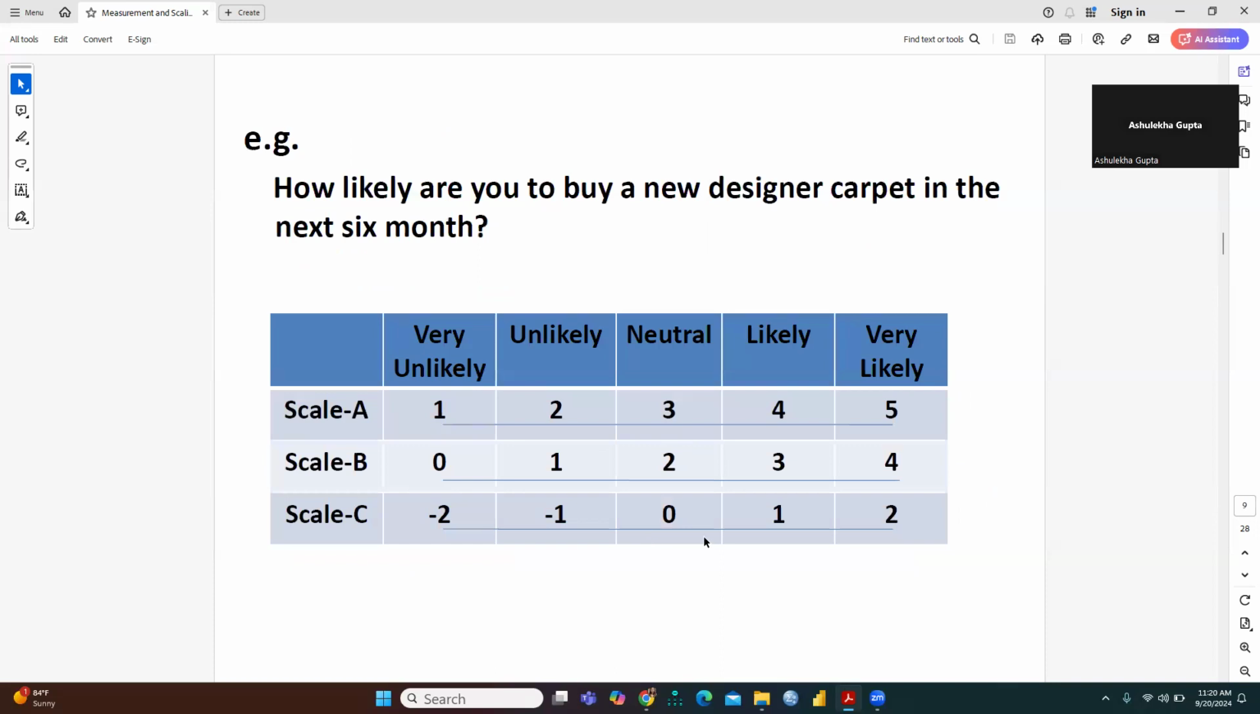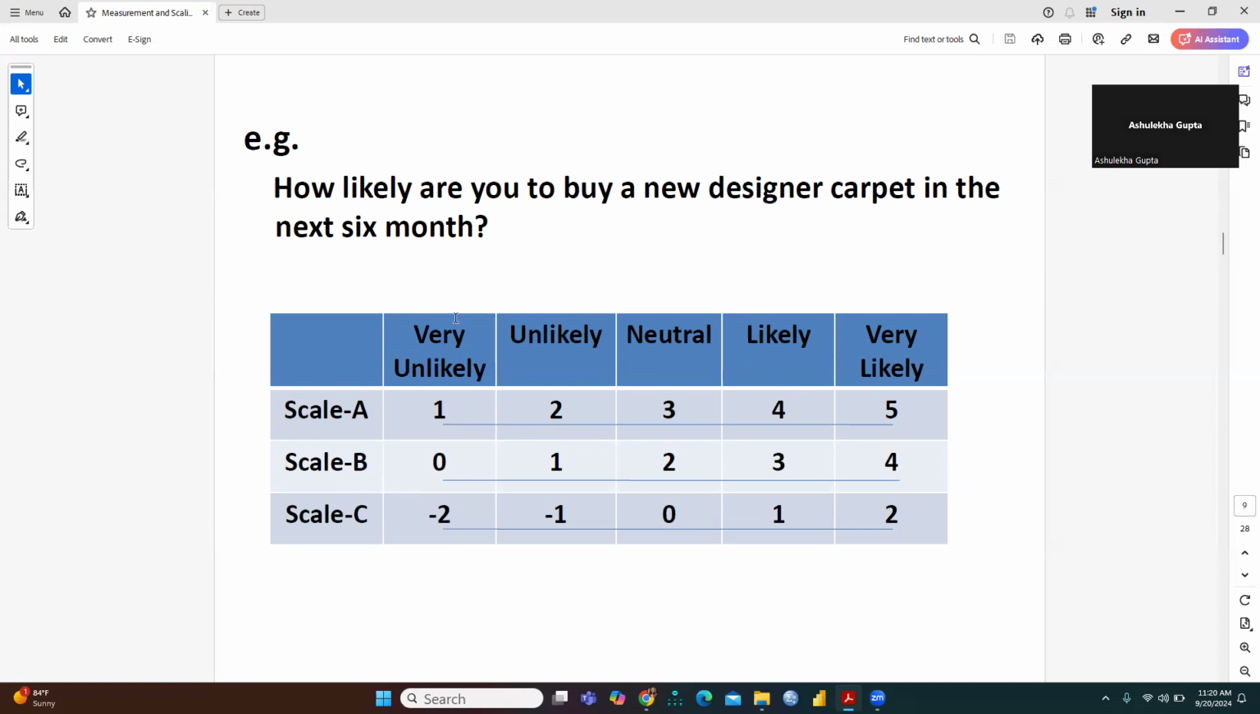Let's understand with an example. How likely are you to buy a new designer carpet in the next 6 months? So here is 1, 2, 3, 4, 5. That means there is an equal difference, right? Interval scale, equal difference. So 1, 2, 3, or suppose we are using this scale 0, 1, 2, 3.